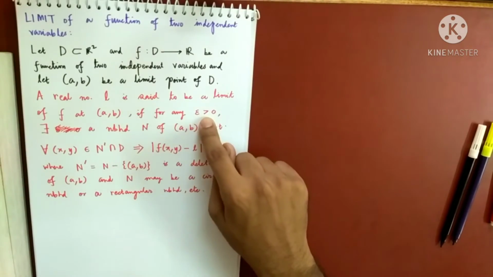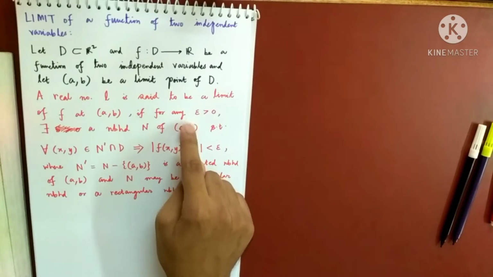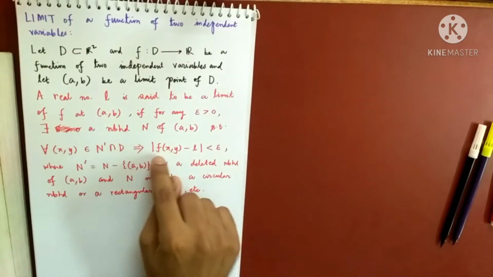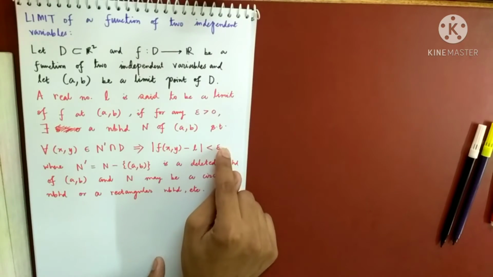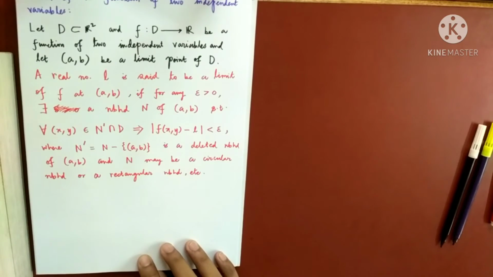Corresponding to every epsilon, you have to find a neighborhood of a, b such that for all the points in that neighborhood and in D, this should hold. Remember that. Okay, so that is the thing. We'll do the sums, you'll understand. So let me write a few more things.